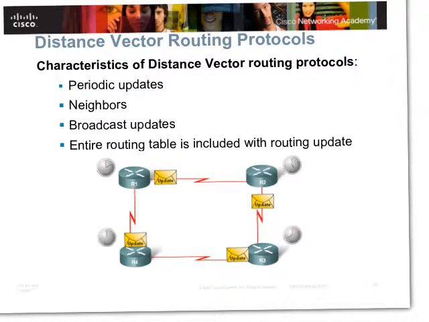Those two characteristics of periodic updates represent some limitation on how big or how large the network can be that uses this distance vector routing protocol. Usually, distance vector routing protocols are not that scalable for very, very large networks because of these two things, which we will talk about in a minute.